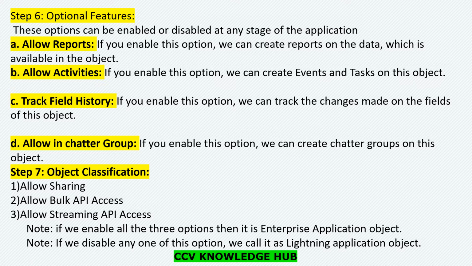Next step is optional features. Here different options we can select based on our requirement. There are 4 different options available: Allow Reports, Allow Activities, Track Field History, and Allow in Chatter Groups. And the seventh step is object classification: Allow Sharing, Allow Bulk API Access, Allow Streaming API Access. If we enable all 3 options, then it is an enterprise application object. If we disable any one of these options, we call it a lightning application object.